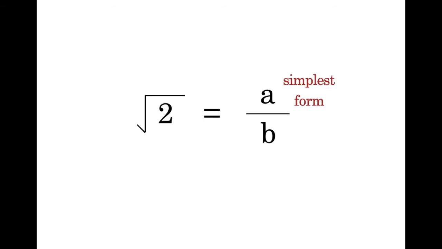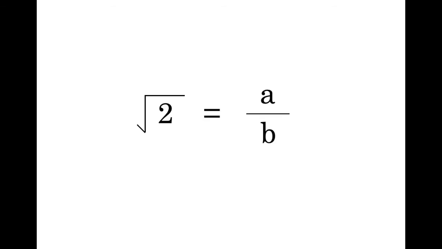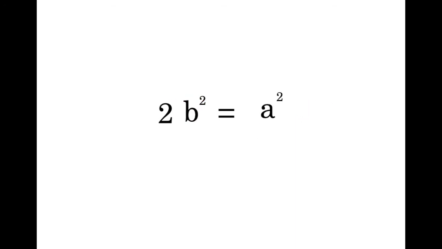Next, let's do some rearranging. Let's isolate the variable a and see what we can learn about it. So put on your working gloves. We're going to do some algebra. First, get rid of that ugly square root. So square both sides. 2 equals (a over b) squared. Distribute the power. 2 equals a squared over b squared. Multiply by b squared. Two times b squared equals a squared.